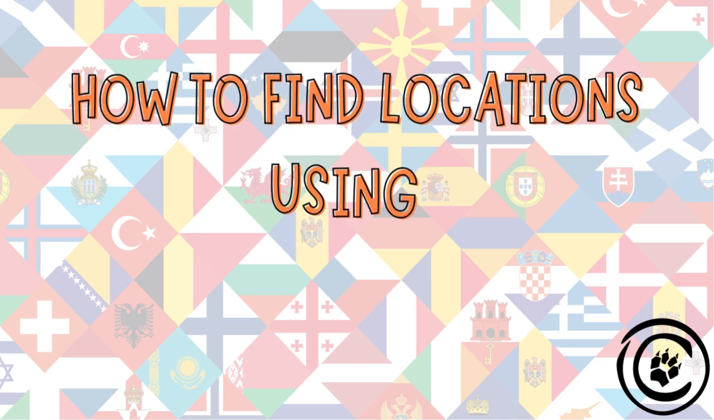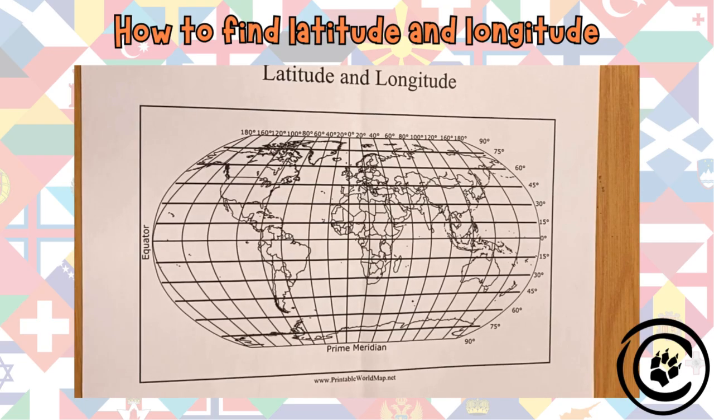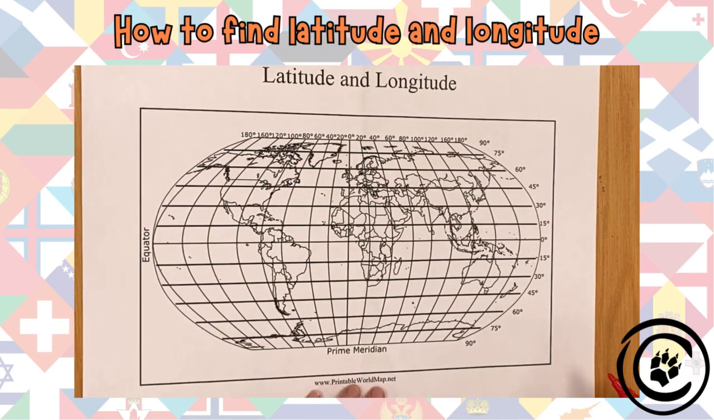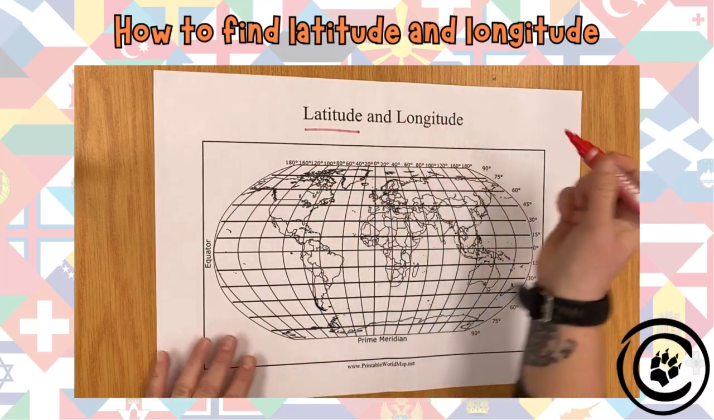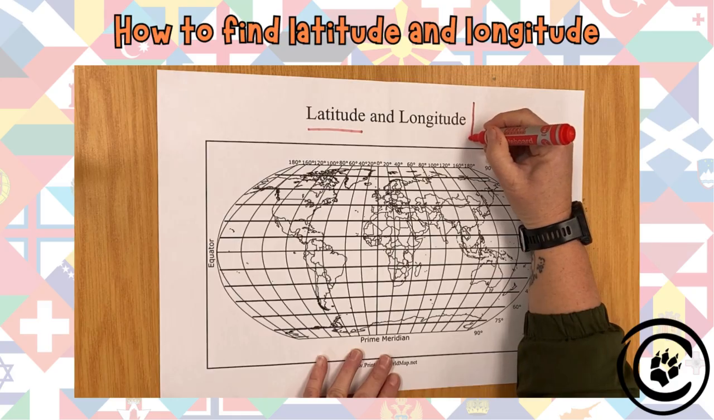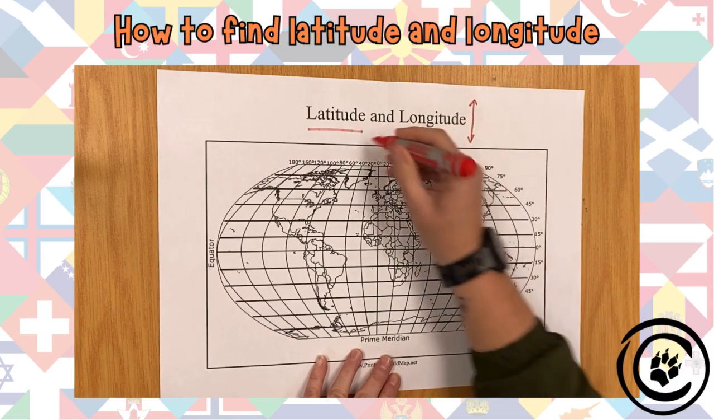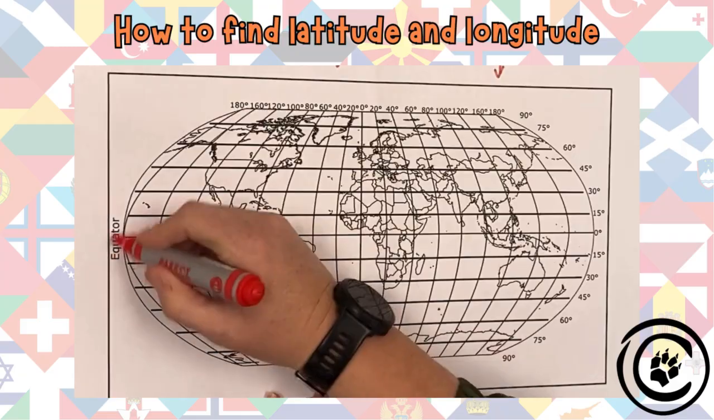How to find locations using latitude and longitude. To find any place, anywhere in the world, we use something like an invisible grid. This grid is made up of latitude and longitude lines. Latitude lines run from left to right, longitude up and down. Lines of latitude are horizontal and lines of longitude are vertical.